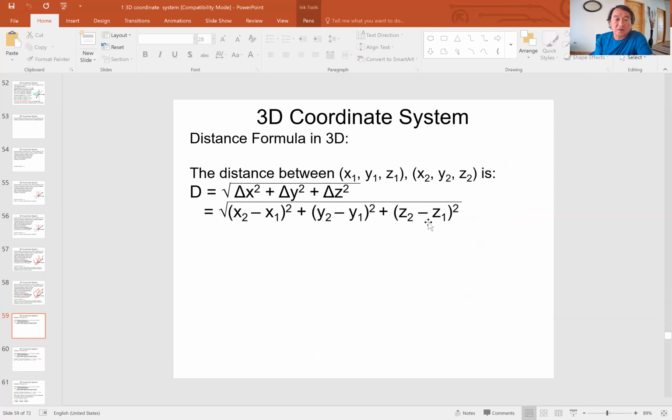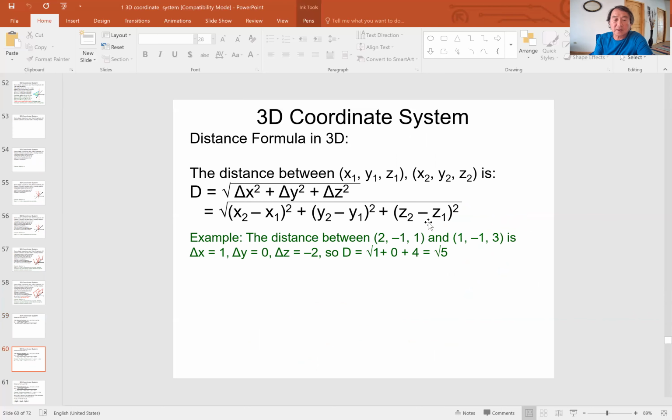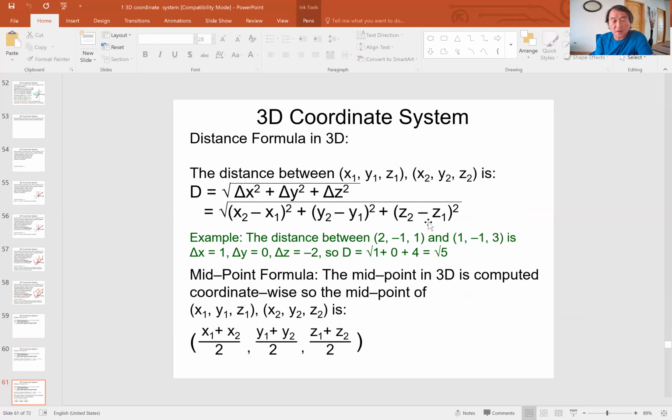What are the equations? This is the formula for distance in 3-dimensional space. And this is the equation for the midpoint. For the midpoint, we'll do this coordinate by coordinate. We find the midpoint of 2 points. I want to find the middle point in space. So I take the x coordinates and average them, take the y coordinates and average them, and so on.